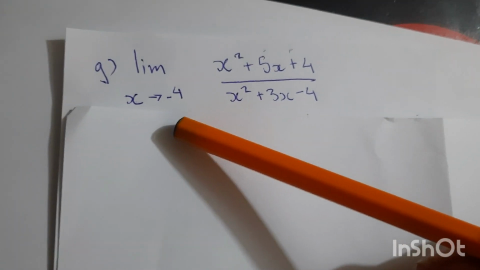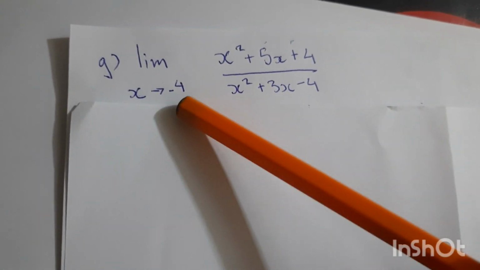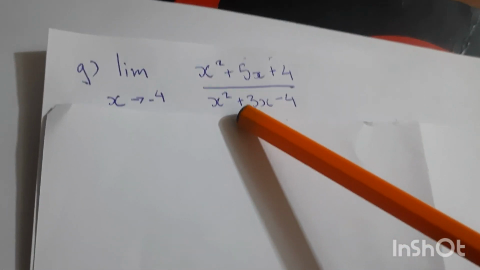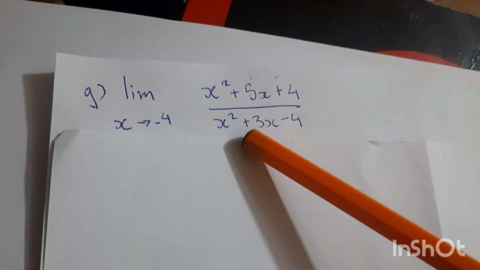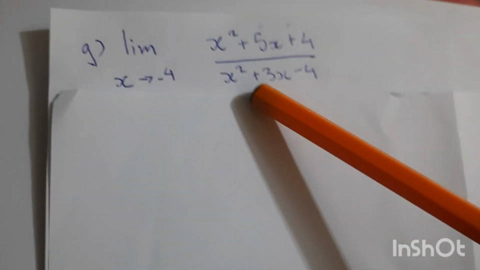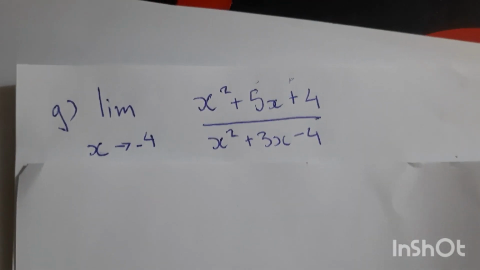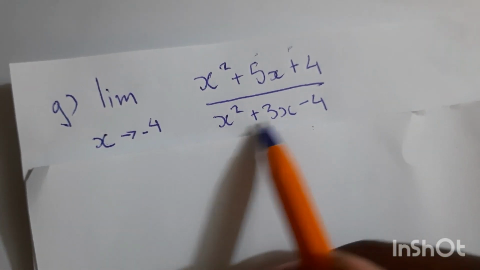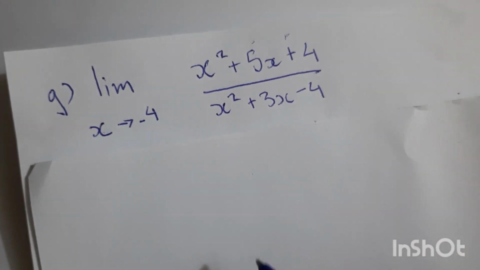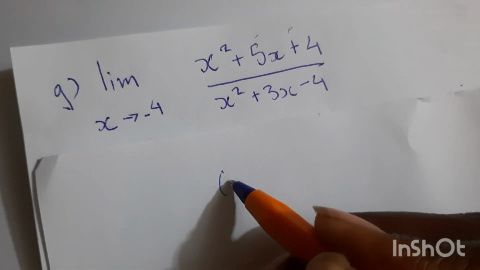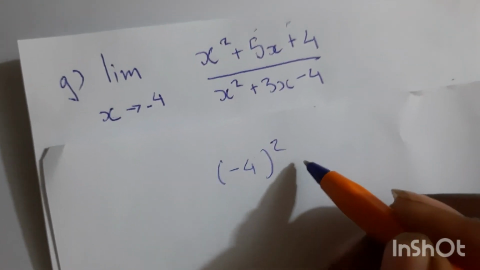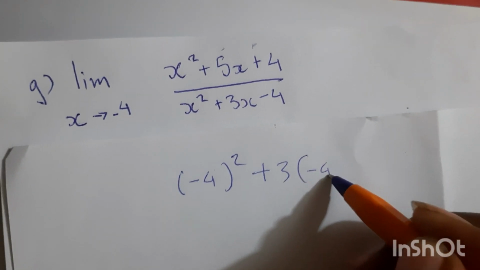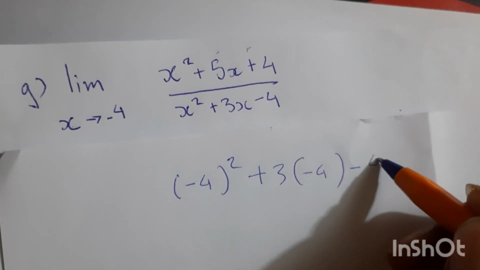So for G, we have the limit of x to -4, and this is our function. We cannot replace directly, because if we do, let's just look at the denominator to see if it will give us a 0. So if we replace, we're going to have -4 squared plus 3 open brackets -4 minus 4.